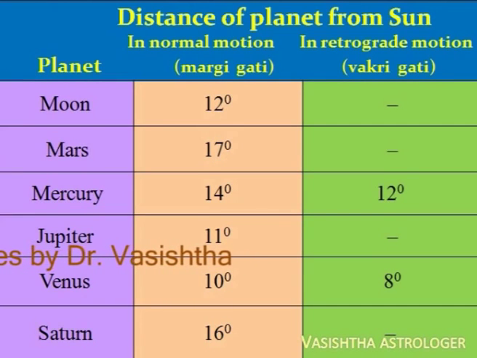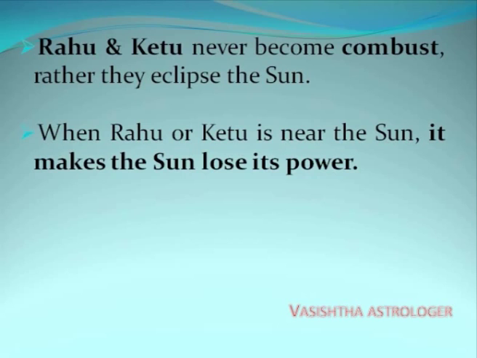Proceeding in this way, you can make interpretations for other planets in their combust state. In sessions 9 to 12, you have learnt in detail what the planets signify. So, if any planet becomes combust, you can easily judge what type of outcome can be expected. Remember, Rahu and Ketu never become combust. Rather, they eclipse the Sun. That is, when Rahu or Ketu is near the Sun, it makes the Sun lose its power.